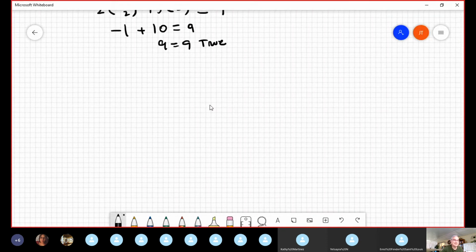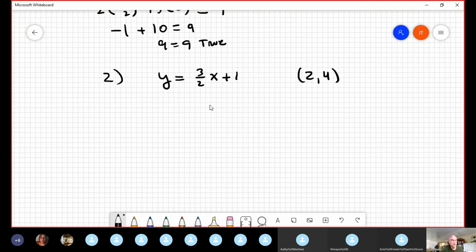Number 2 is similar. The equation is given as y equal 3 over 2x plus 1. And you need to prove that this point belongs or not to the line. Okay, plugging in. This is x, this is y.